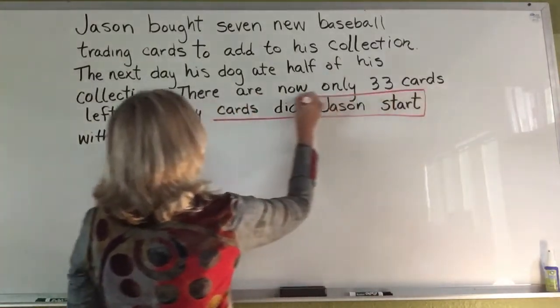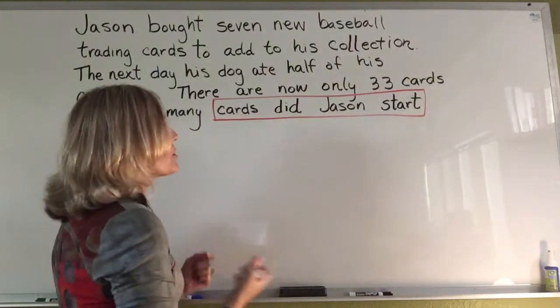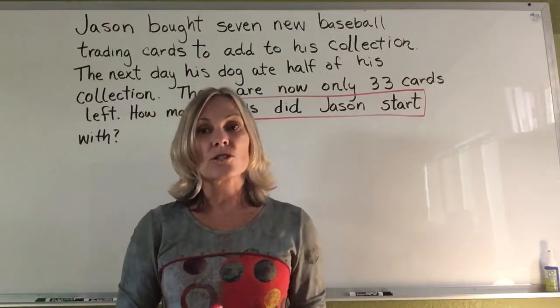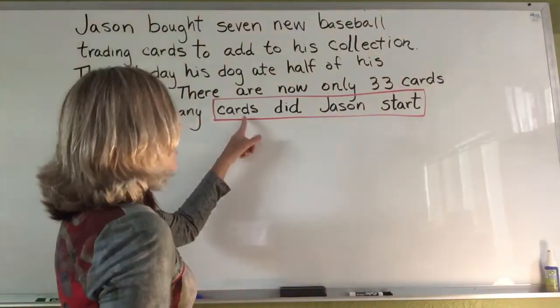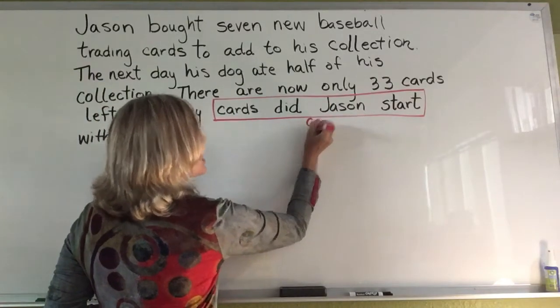I'm going to put a box around there. Since that's my unknown, I know that that's my variable. So I'm going to go ahead and give it a variable. Remember, a variable can be whatever letter you want as long as it's a lowercase. Since these are cards, today I decided I'm just going to go ahead and use C for cards. So I'll put a C there.